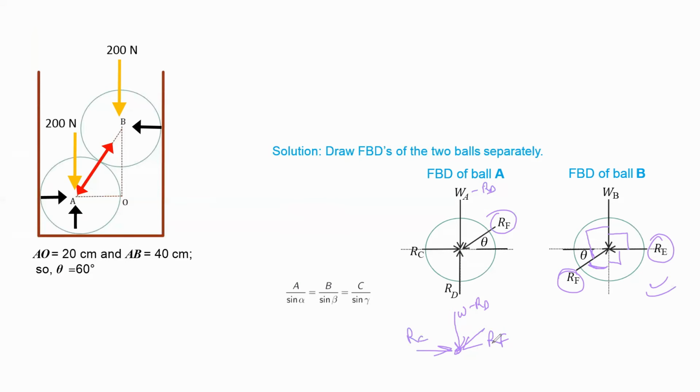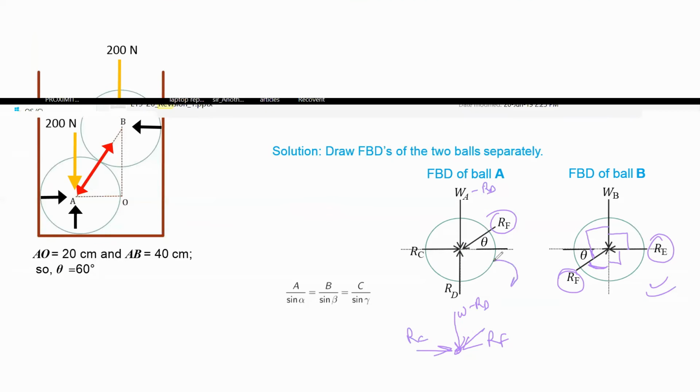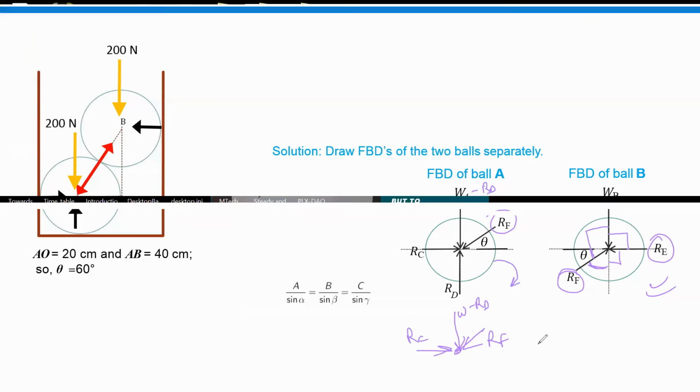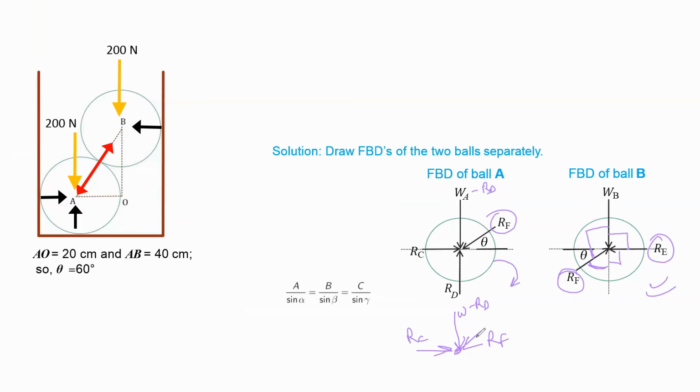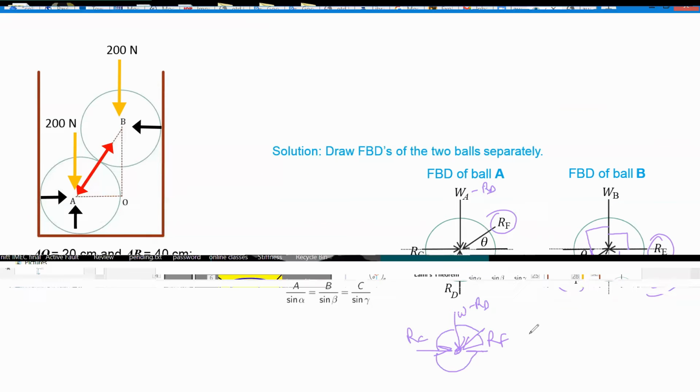Now you have reduced this FBD into a 3-force system, so you can easily apply Lami's theorem, but you must know the angles. This angle is theta, this angle will be 90 minus theta, this angle is 90, and this angle is 180. Because you know all the angles, you can apply Lami's theorem.